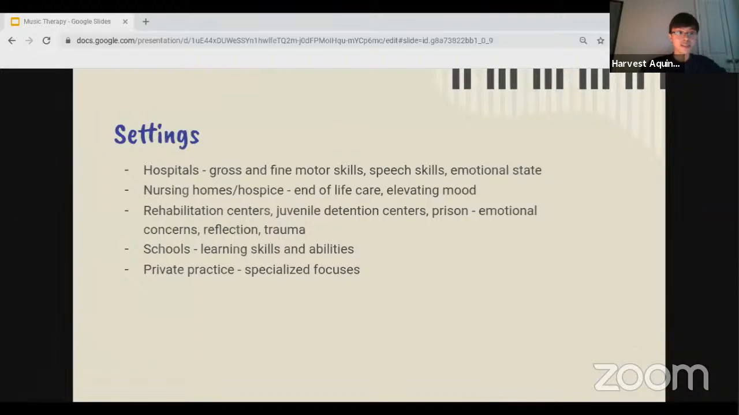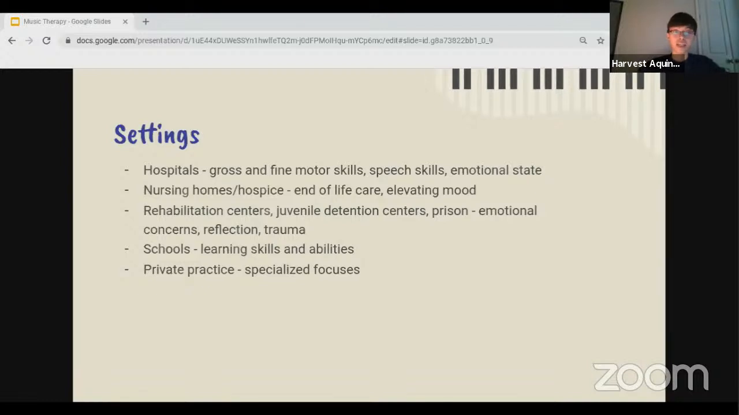Now on to settings where you may find music therapists. There truly is no limit to where music therapy can be quote unquote administered. You may see them in hospitals. This is where they focus on medical concerns like motor skills or even the emotional state of a patient. They can also be found in nursing homes or hospice, and this is where they focus on end-of-life care through elevating moods through familiar songs.